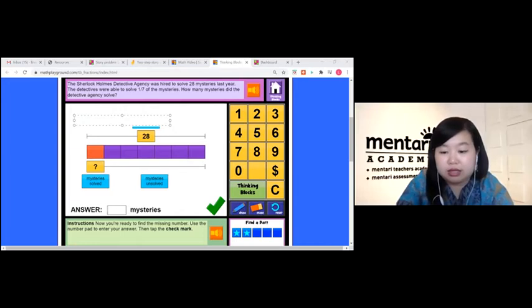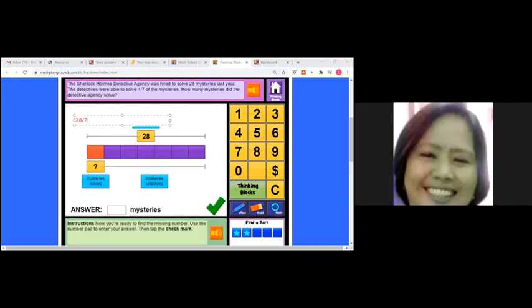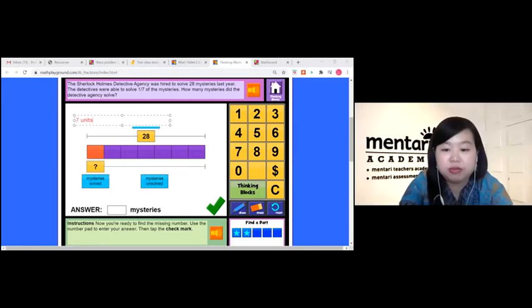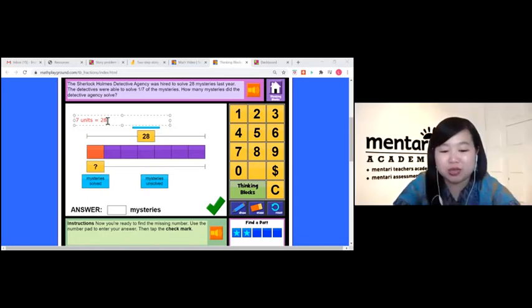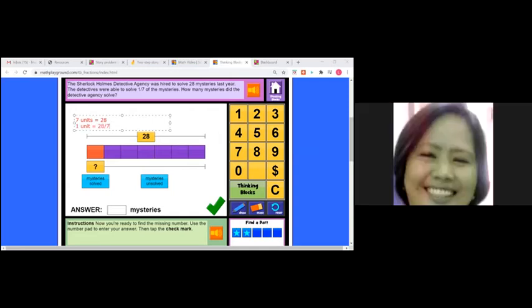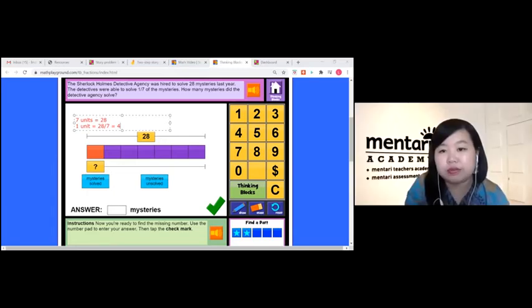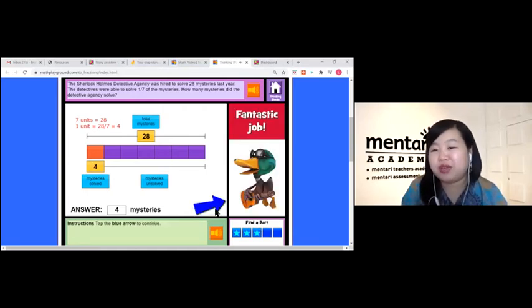So 28 divided by 7. Yeah, so you want to find 1 unit, right? 7 units equals 28. Right, that's usually the way you will guide your students as well. So 1 unit is equal to 28 divided by 7, which is 4. So you can save this note, close it, and then you will answer here 4. Okay, so once you get the mystery solved, you get a sticker, something like that. So that's finding parts.